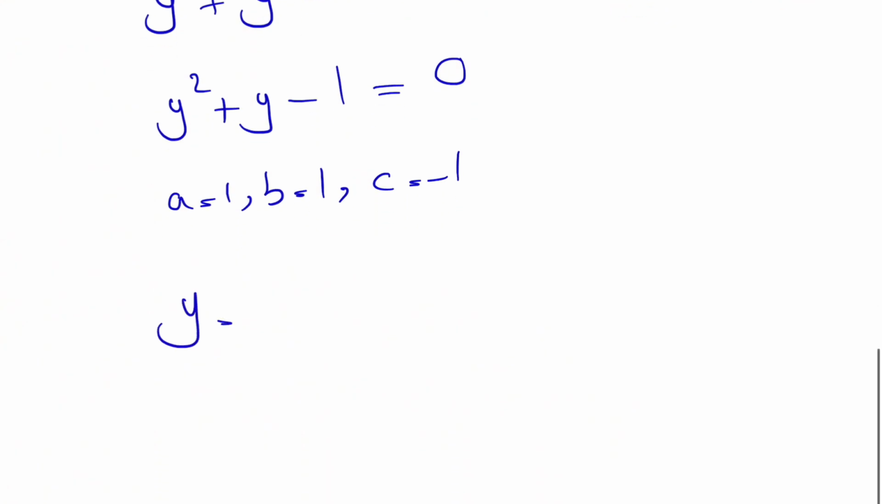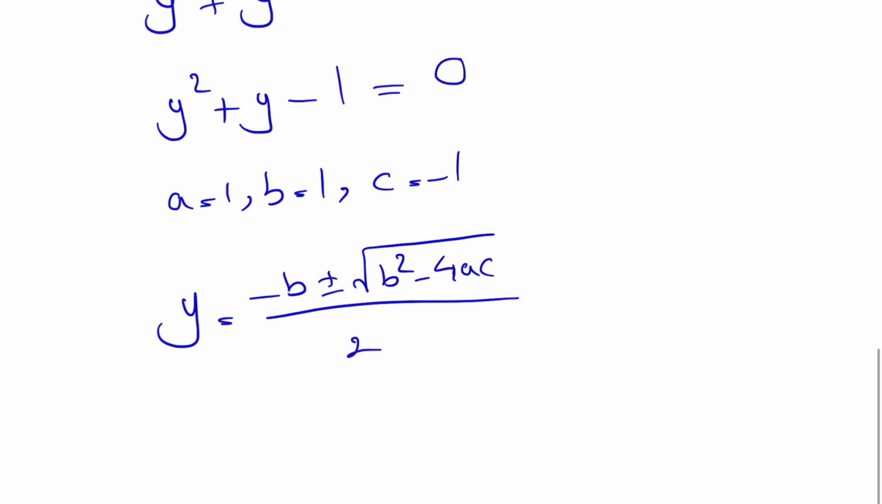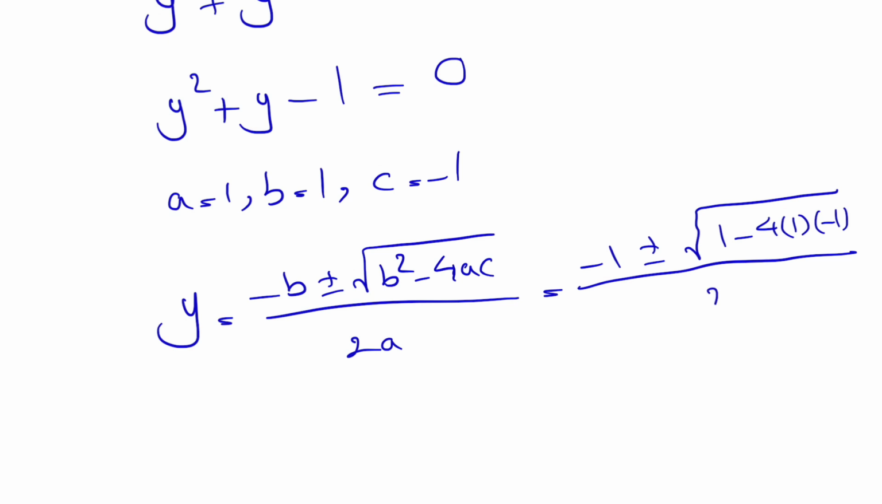So if we want to find y, we'll have minus b plus or minus the square root of b squared minus 4 times a times c, divided by 2 times a. So basically it will be minus 1 plus or minus the square root of 1 minus 4 times a, which is 1, and c will be minus 1, divided by 2a, which will be 2. So our y would be minus 1 plus or minus the square root of 1 minus minus 4, which is 1 plus 4, or square root of 5, divided by 2.